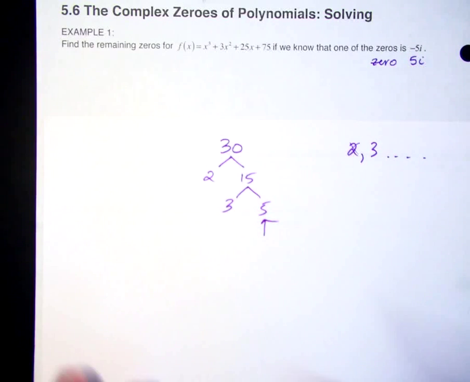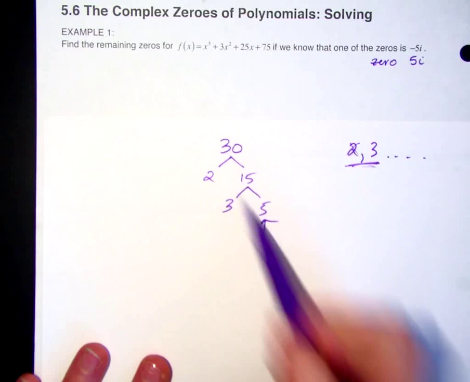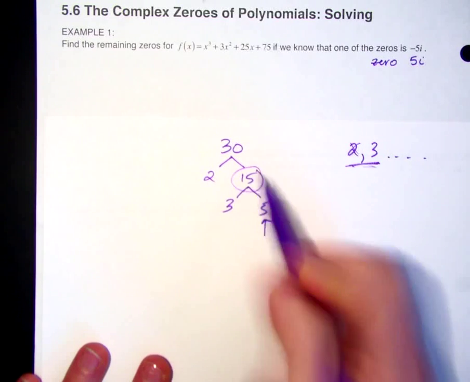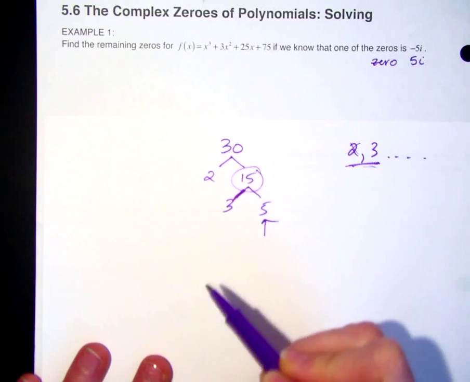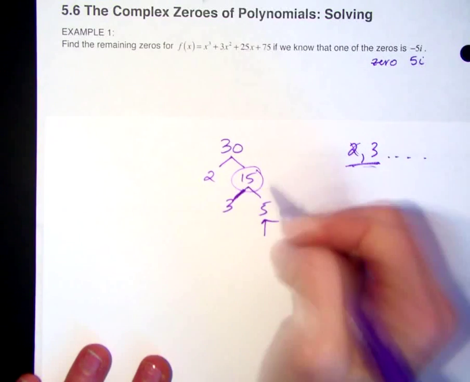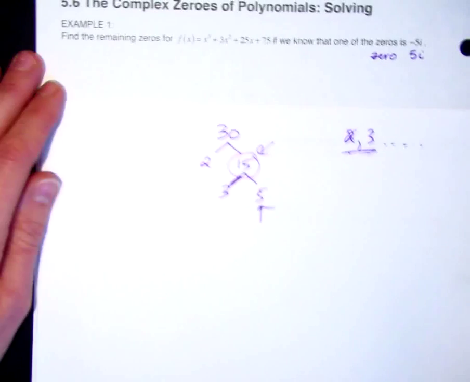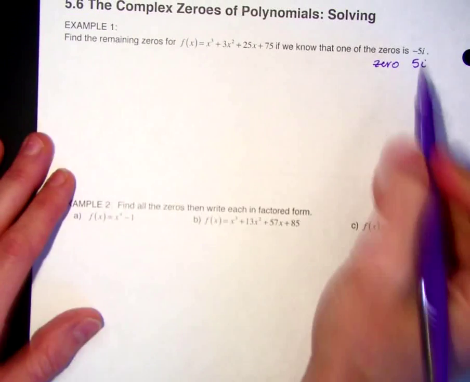How did we do that? You use the zeros that you're given, and you break it down, and you use your quotient to continue breaking it down. So we don't go back up to the original polynomial. We continue from the quotient that we had when we divided it. That's what the synthetic division does for us. So do you guys want to start with positive or negative 5i?